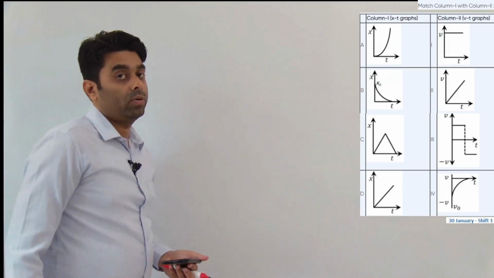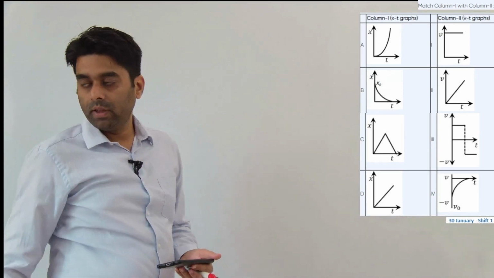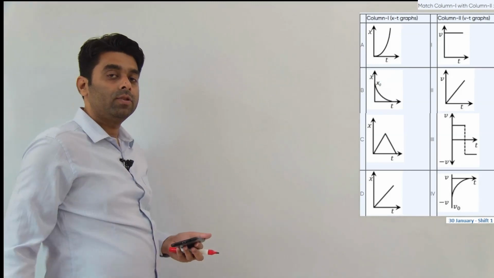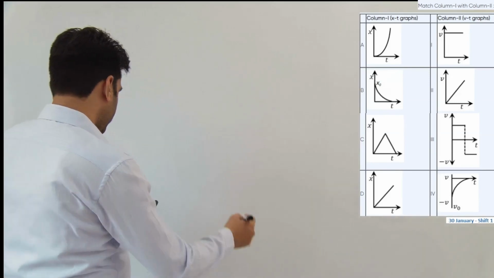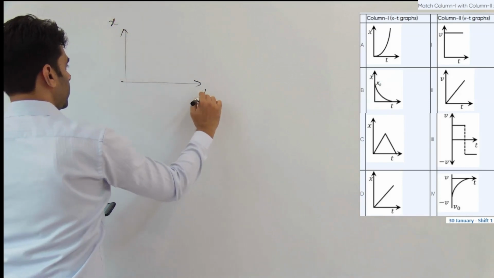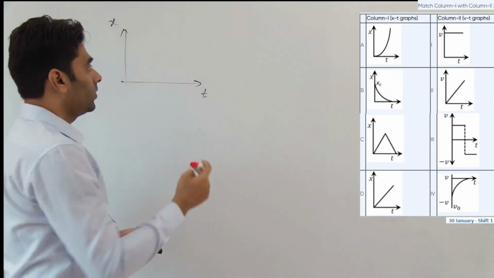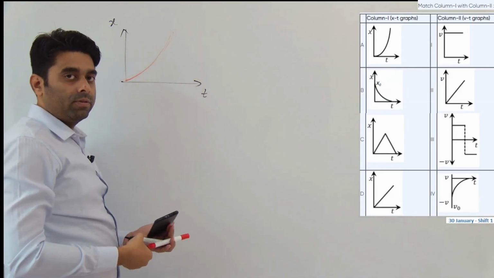So our next question is about graphs, pure graph it is. In column 1, they have given us the xt graph. In column 2, they have given us the velocity time graph. So we have to compare and match them. Now in the first part A, they have given an xt graph like this. How do we know from the xt graph what information we get about velocity? Basically the slope of the xt graph. The slope of the xt graph gives us velocity.